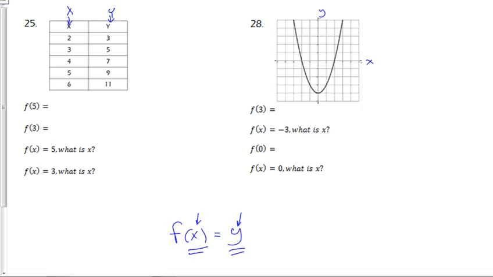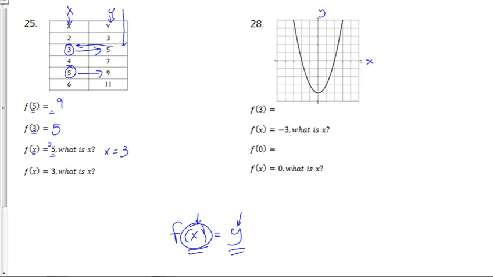So in this problem, 25, this must be an x, and we're looking for the y. So look under x column for 5, follow it over, the answer is 9. Okay, and same with the next one. It's in parentheses, just like this was. That must be the x, so we look in the x column for 3, follow it over, the answer is 5. Whereas the next one, notice it says f of x equals 5. The 5 is now the y. So let's look in the y column for 5. There it is. And we'll follow it back over. The answer, x equals 3.